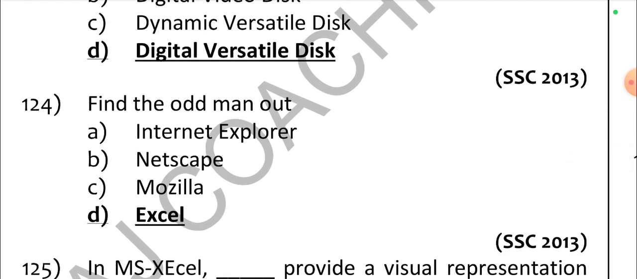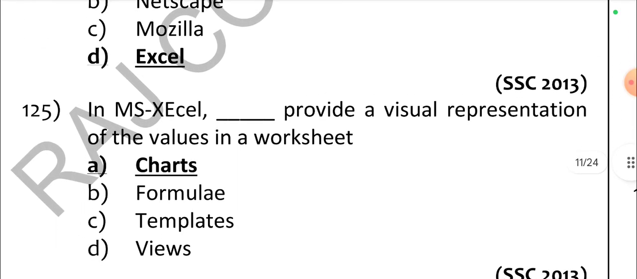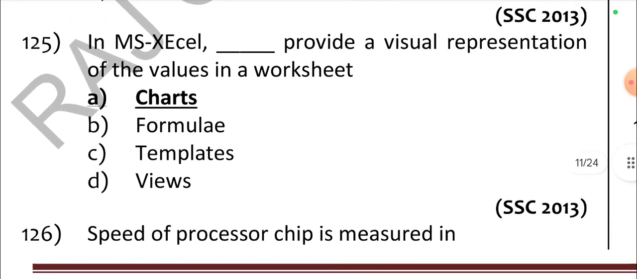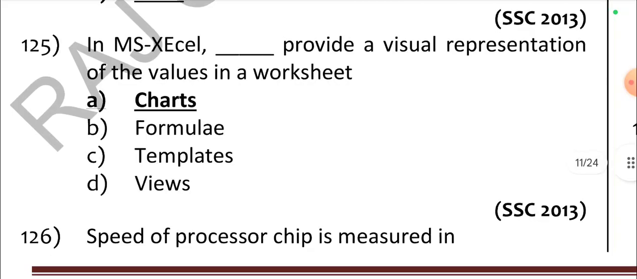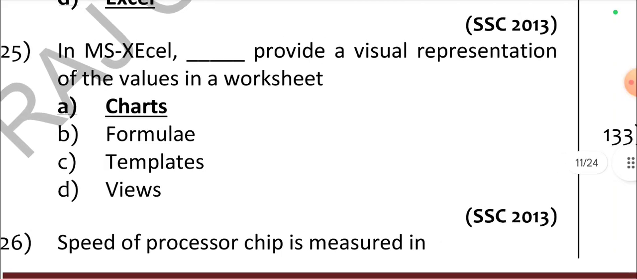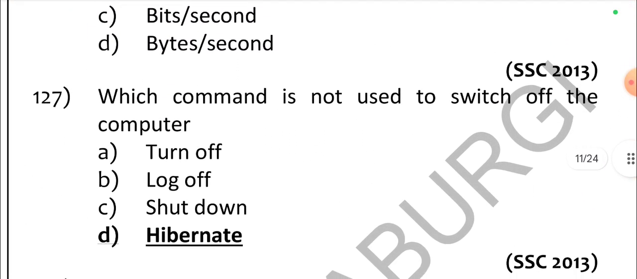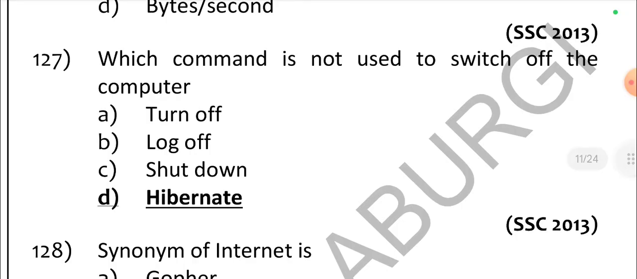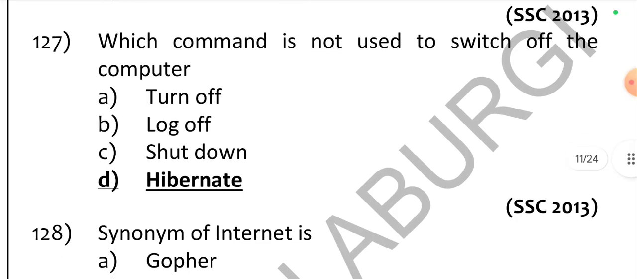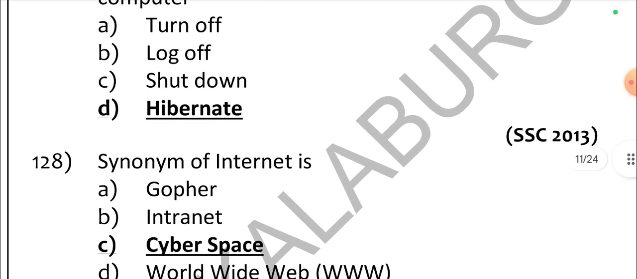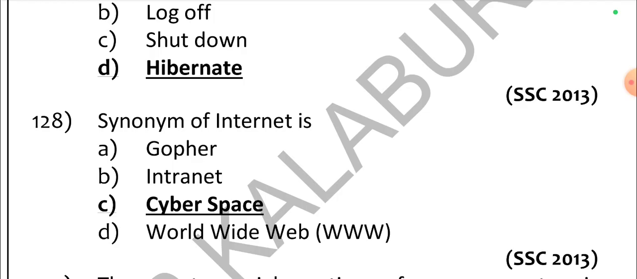Find the odd man out: Excel. In MS Excel, charts provide a visual representation of the values in a worksheet. Speed of processor chip is measured in MHz. Which command is not used to switch off the computer? Hibernate. Synonym of the internet is cyberspace.